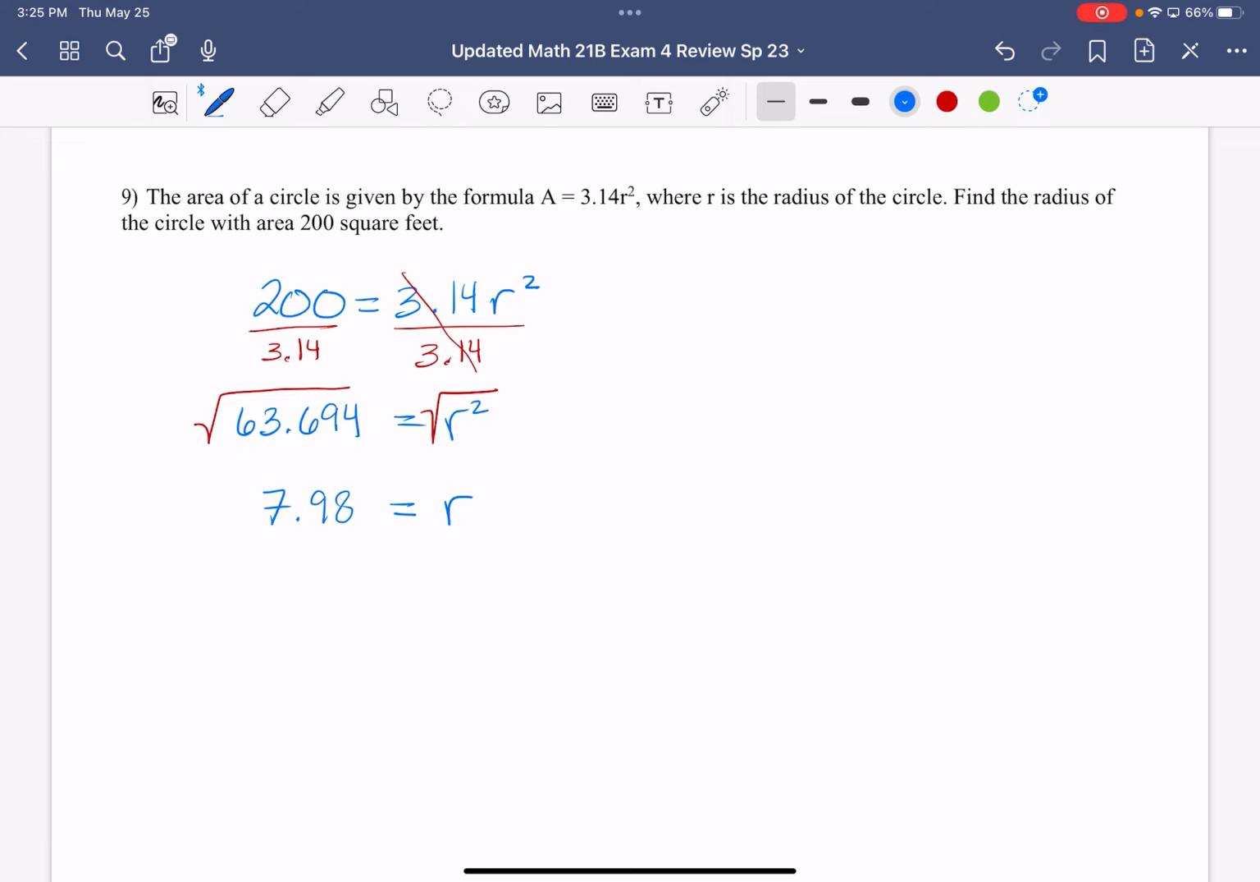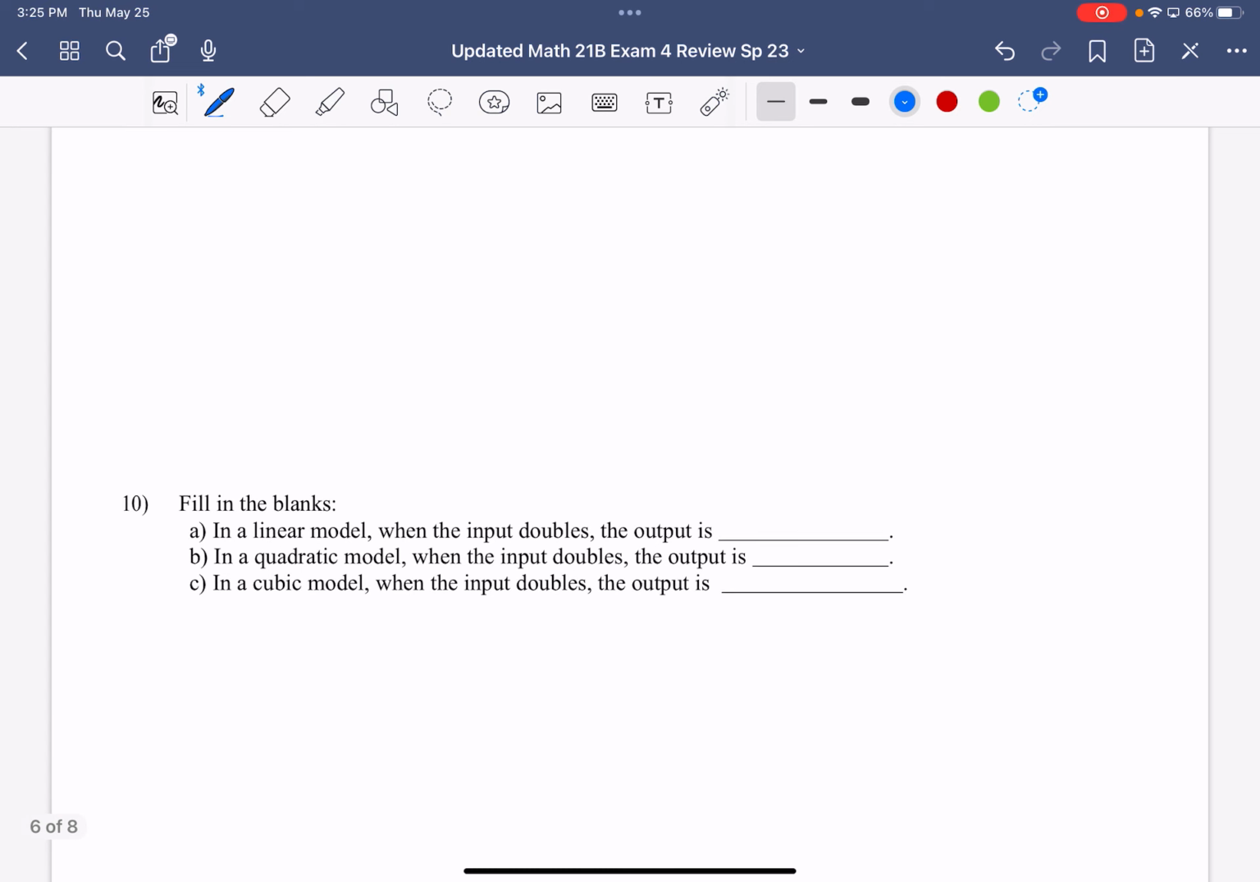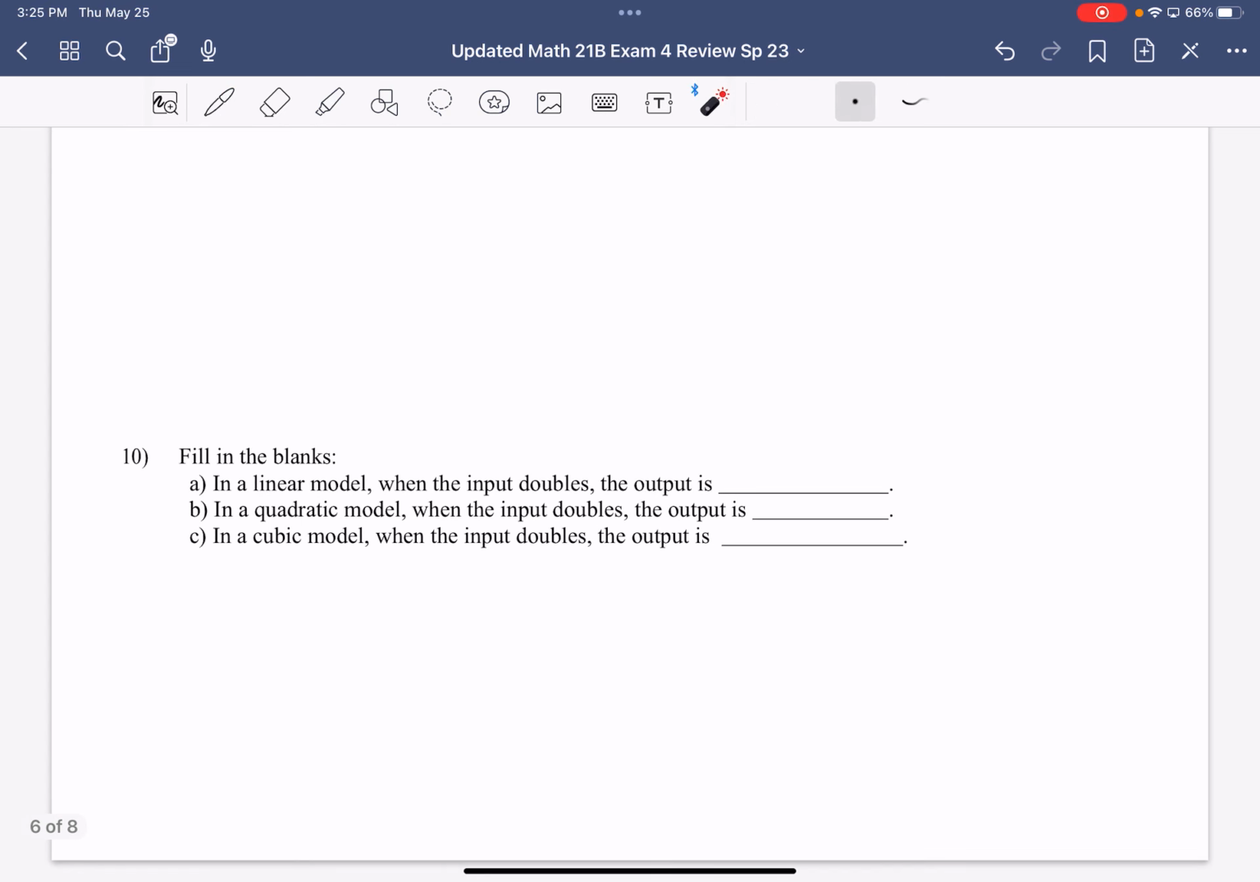Okay, number 10. Fill in the blanks. This part is really that very last portion that we did today in lecture. So fill in the blanks. In a linear model, when the input doubles, the output what? Do you remember what we did in class? For linear, when the input is doubled, the output is doubled.